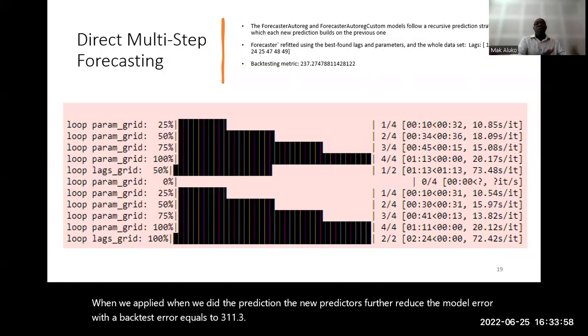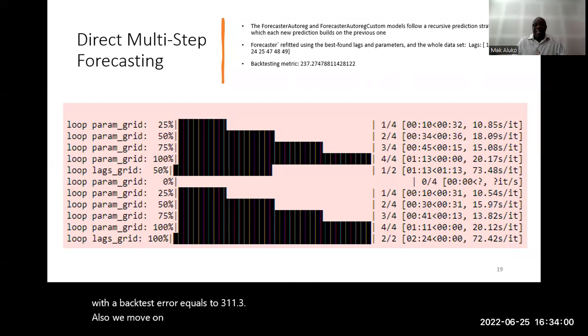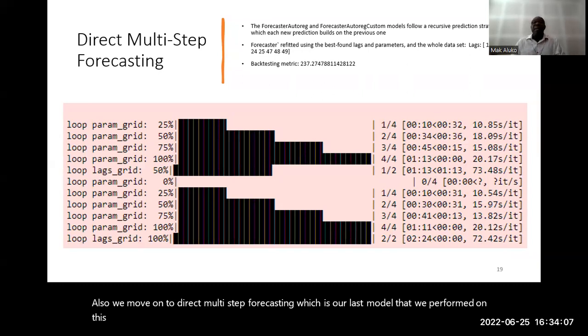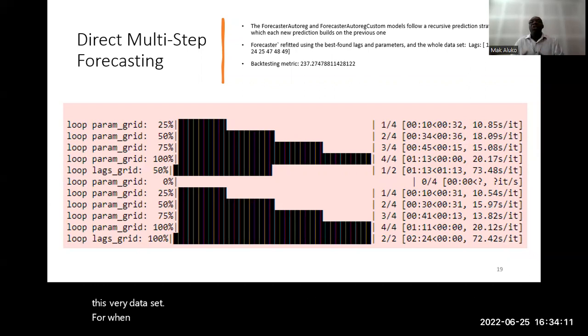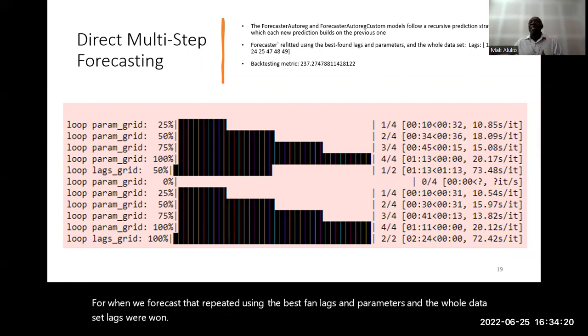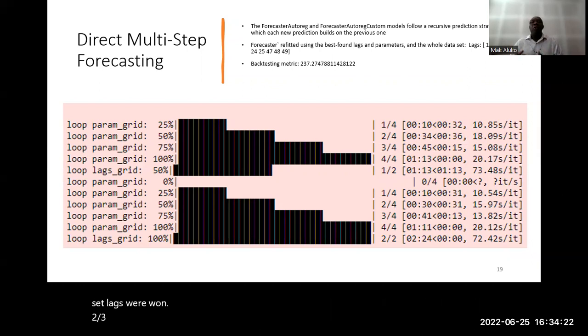Also, we move on to direct multi-step forecasting, which is our last model that we performed on this very data set. The forecaster was refitted using the best found lags and parameters and the whole data set. The lags were 1, 2, 3, 23, 24, 25, 47, 48, and 49.